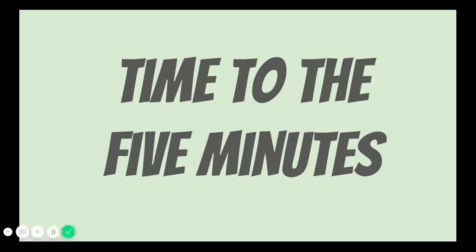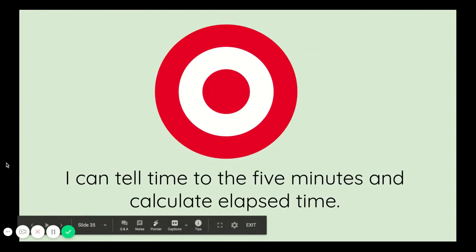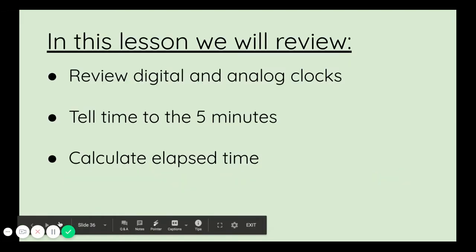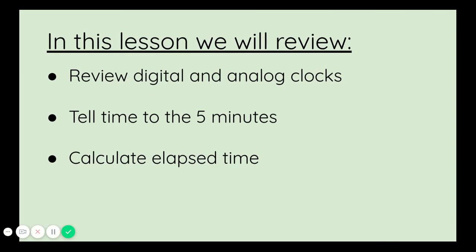Today I'm going to be teaching a math lesson about telling time to the 5 minutes. Let's read our lesson objective together. Ready, begin. I can tell time to the 5 minutes and calculate elapsed time. In this lesson, we're going to review 3 things: digital and analog clocks, how to tell time to the 5 minutes, and preview a skill you will use in 3rd grade, calculating elapsed time.